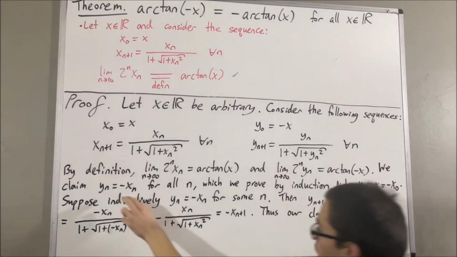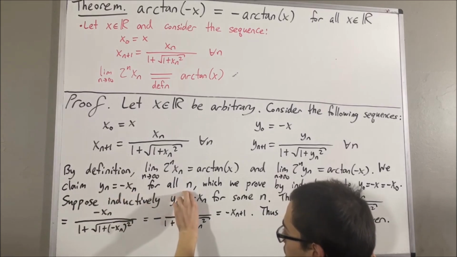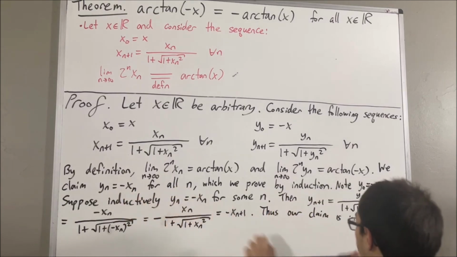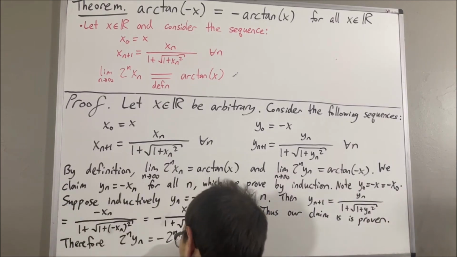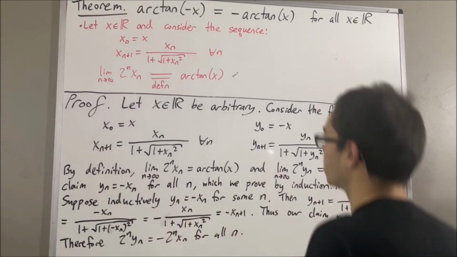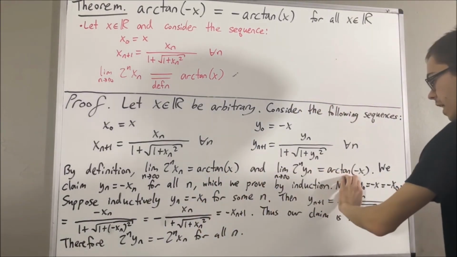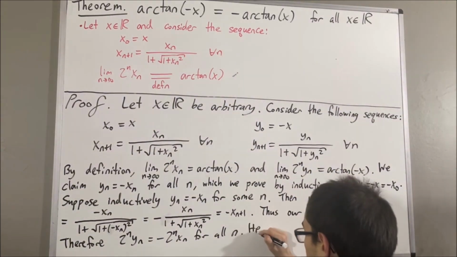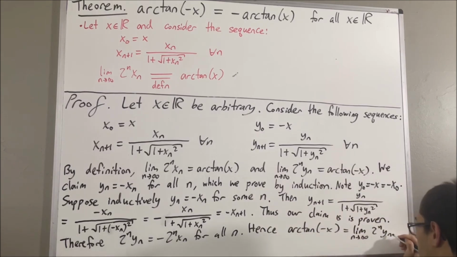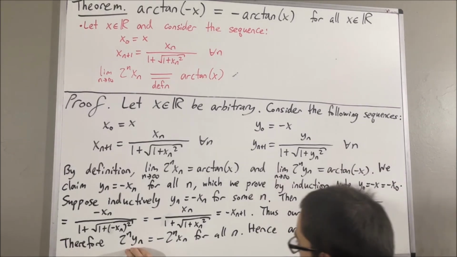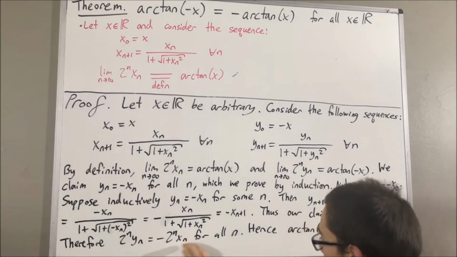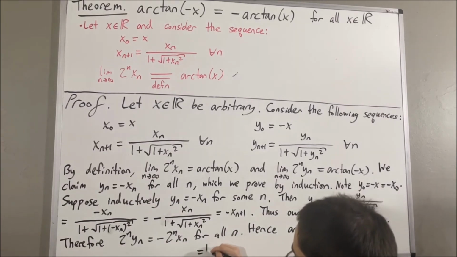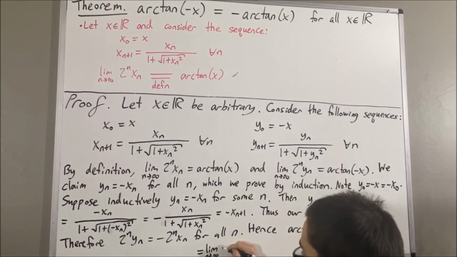Because y_n is equal to the negative x_n for all n, certainly 2^n times y_n is equal to the negative of 2^n x_n for all n. And now we can establish that these two are negatives of each other. First of all, we know that arctangent of negative x is equal to this. But remember, 2^n y_n is equal to negative 2^n x_n for all n. So certainly, the limit of 2^n y_n is equal to the limit of negative 2^n x_n.